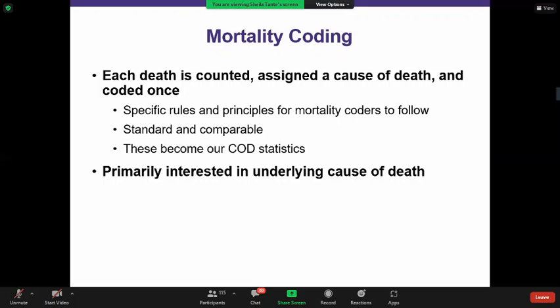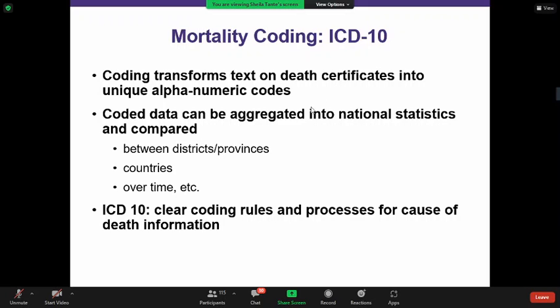So, for mortality coding, each death is counted, assigned a cause of death, and coded once. Specific rules and principles for mortality coders are followed. It should be standardized and comparable, and this becomes our cause of death statistics. Again, mortality coding is primarily interested in the underlying cause of death. The mortality coding being used is the ICD-10. This coding transforms the text on that certificate into alphanumeric codes.